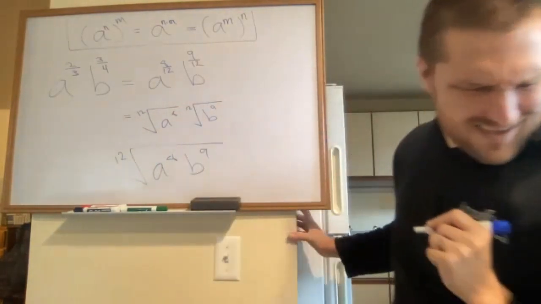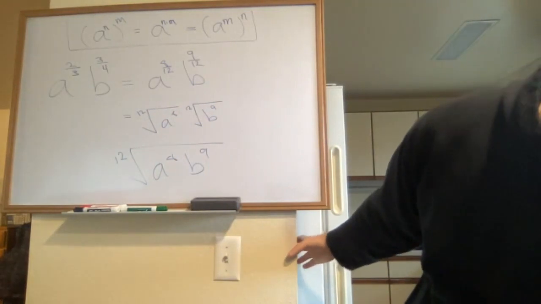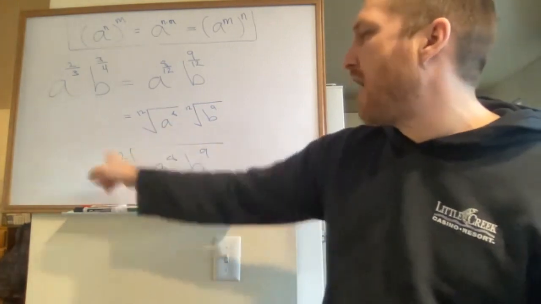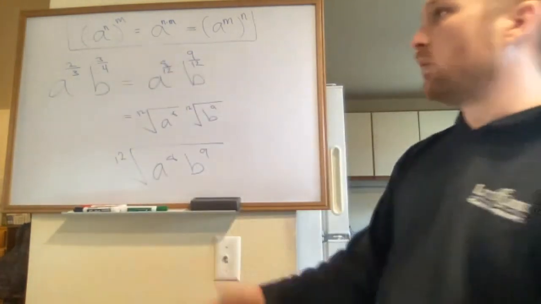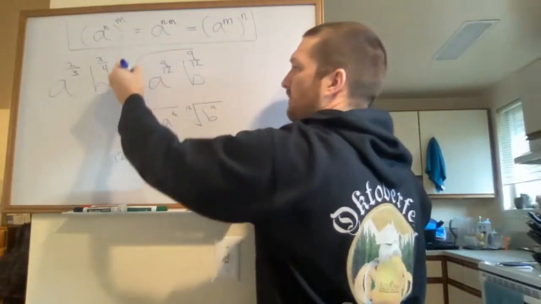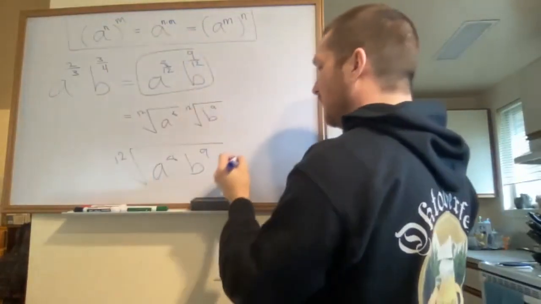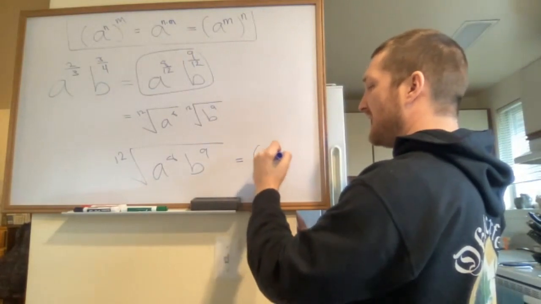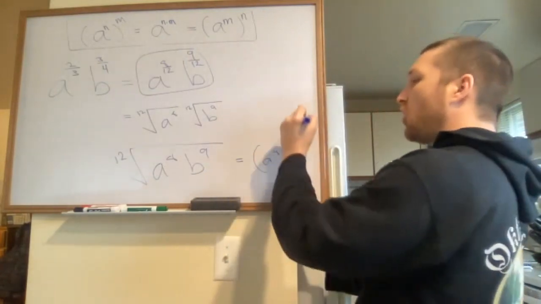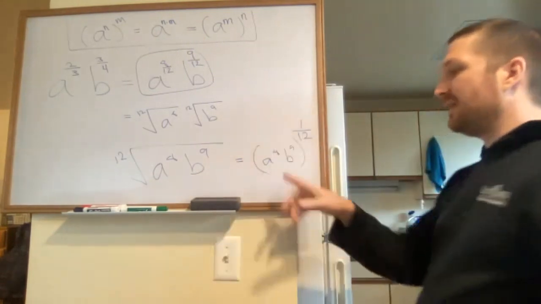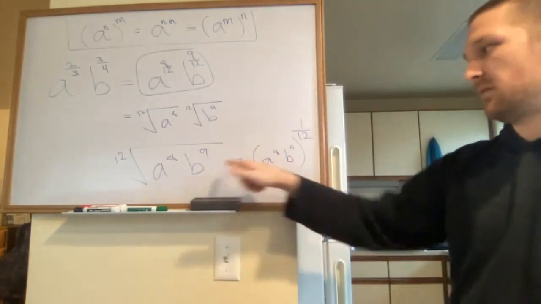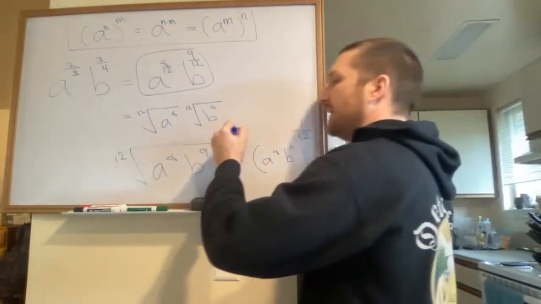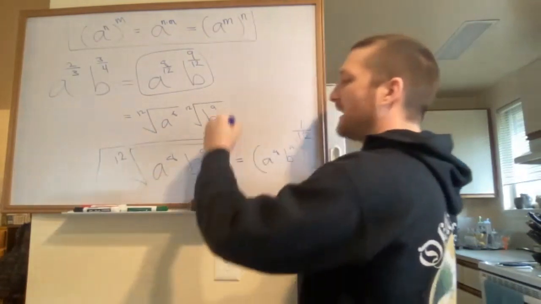And I think that is what it asked us to do as a radical expression. So it does want the radical right there. If it didn't want the radical, that would be it right there, or we could even rewrite this, if we were so inclined, as a to the 8th, b to the 9th, all raised to the 1/12. These mean exactly the same thing, but that's not what it asked us to do. It asked us to write it as a single radical expression.